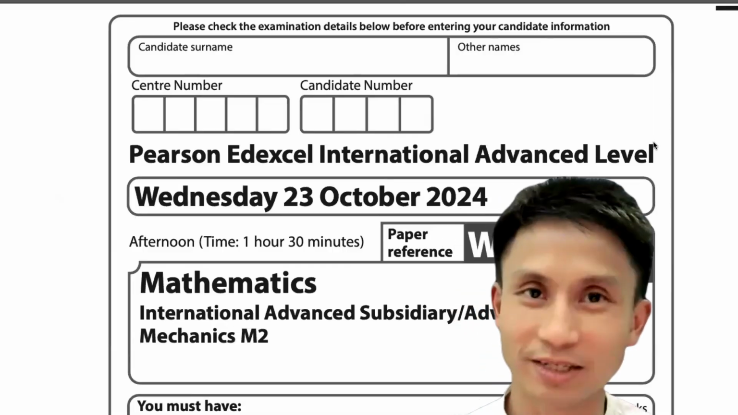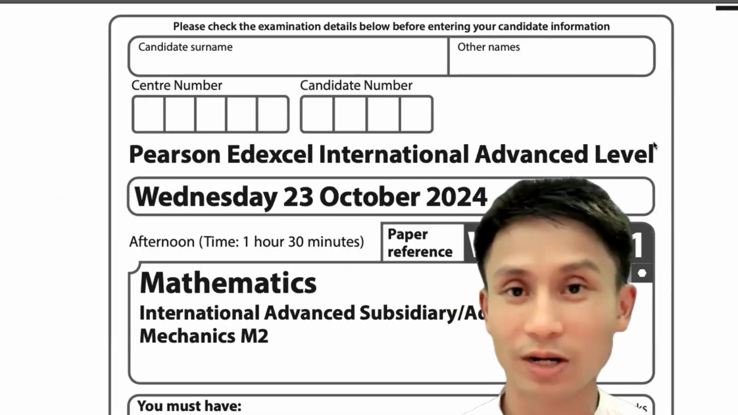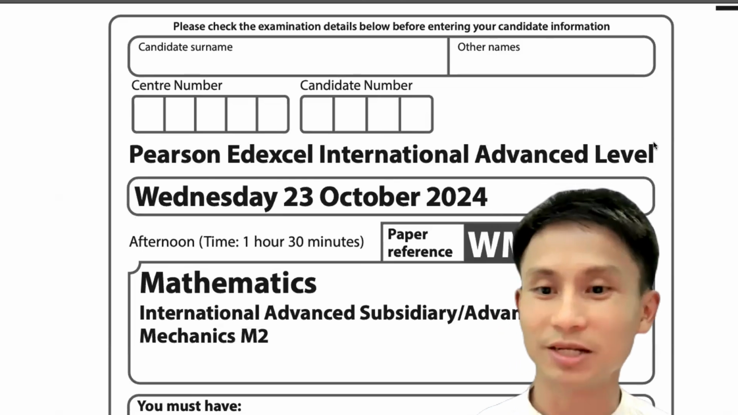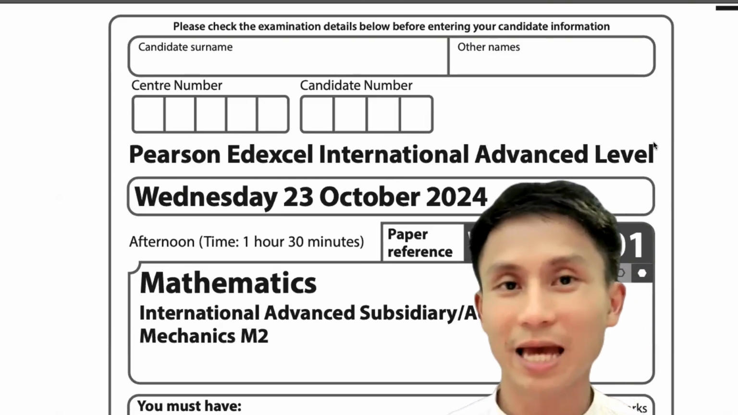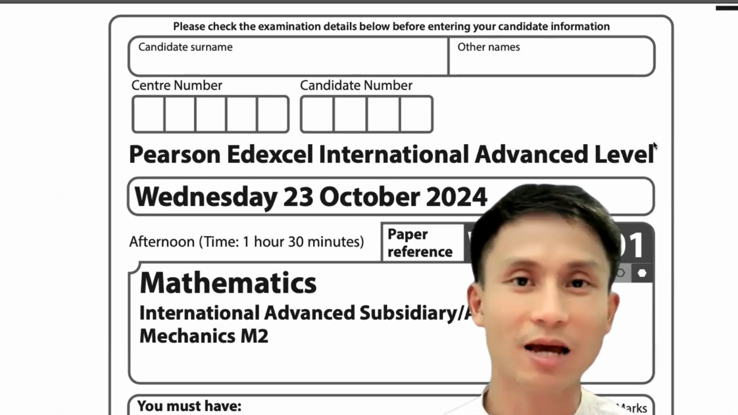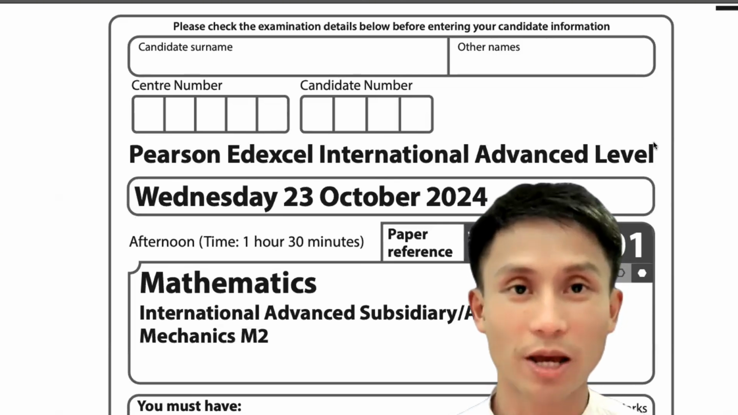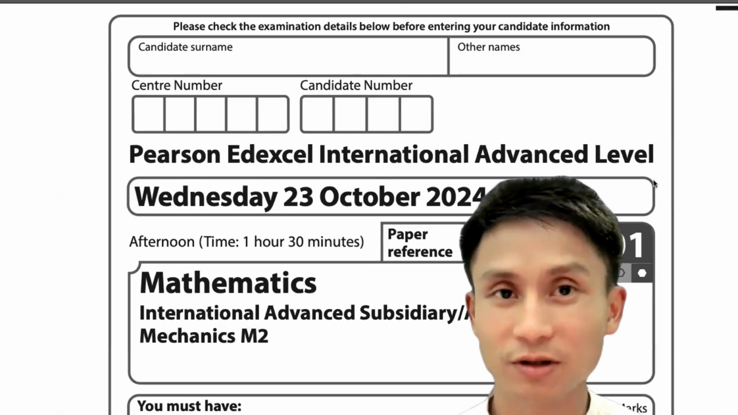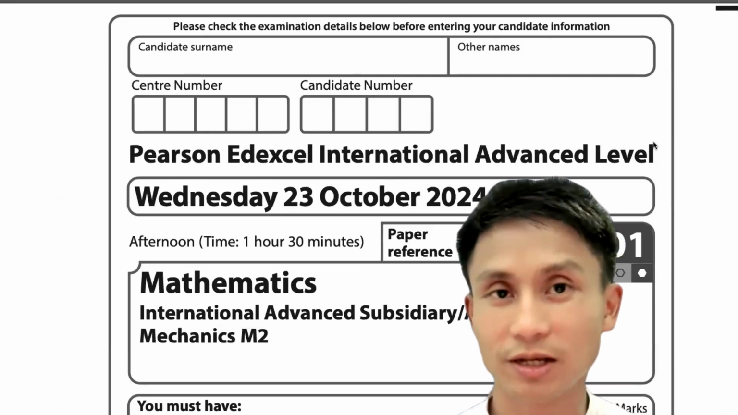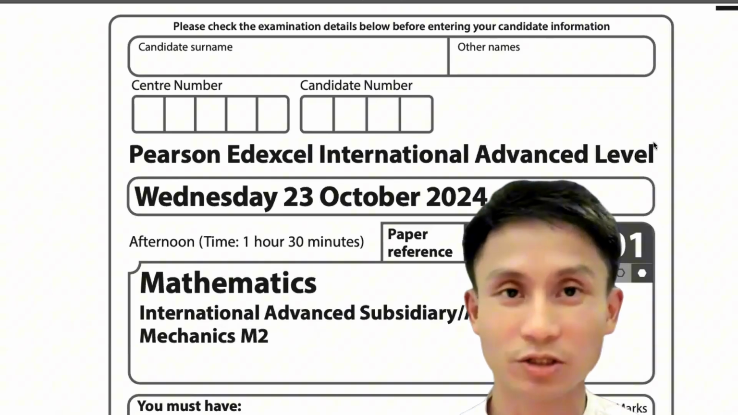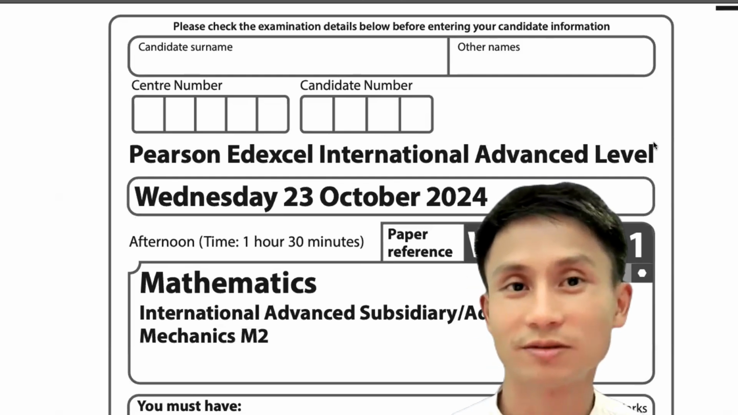Hi, it's me, Krubase. Today I'm going to do another walkthrough on an unseen paper. Now this time it is IAL M2, October 2024. Because mechanics papers are not exactly like pure math papers, along the way I'll try to give you some briefs about the concepts in mechanics as well. You can also use chapters in the description to jump to any other question. Otherwise, stick around. Are you ready?